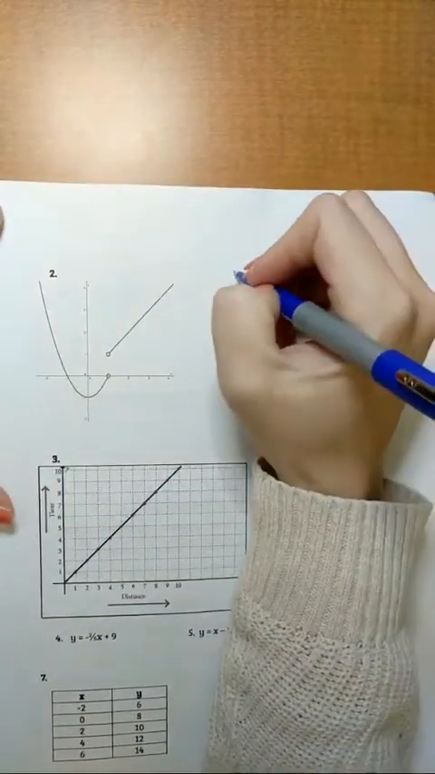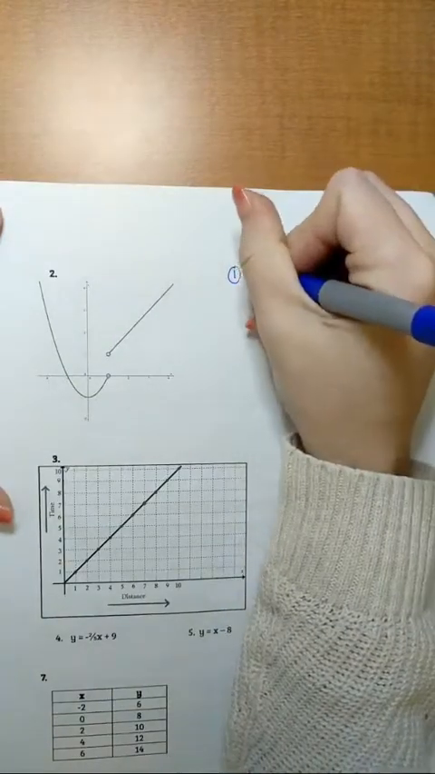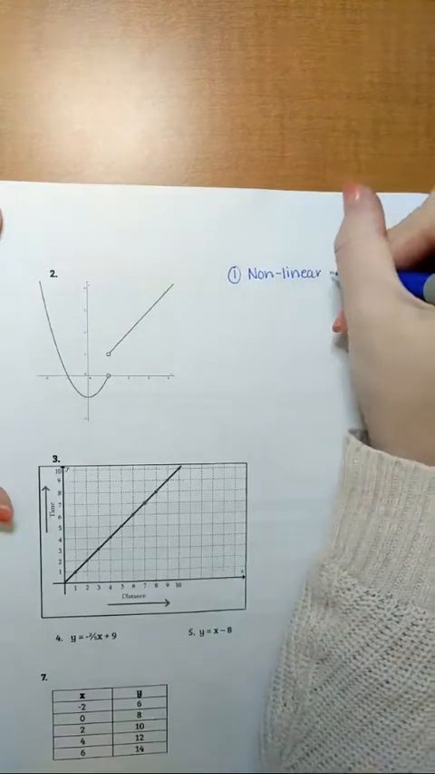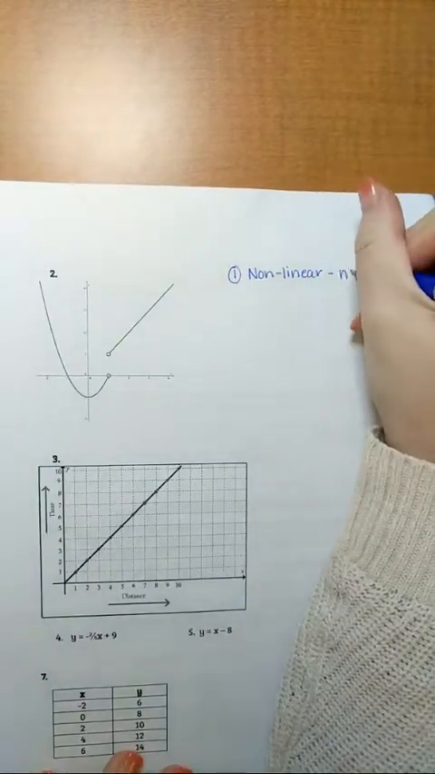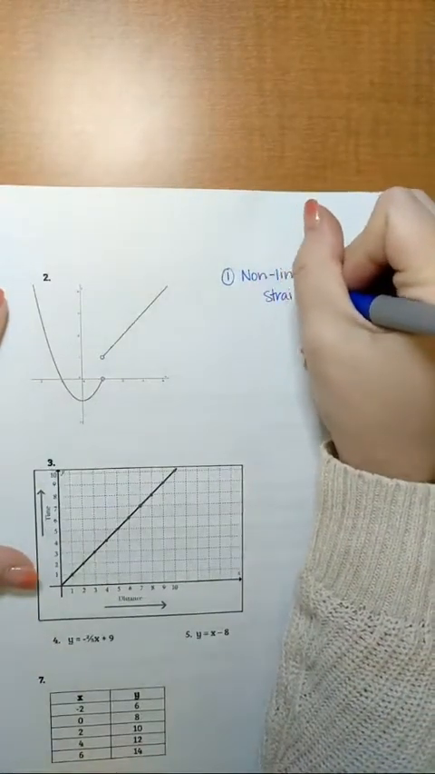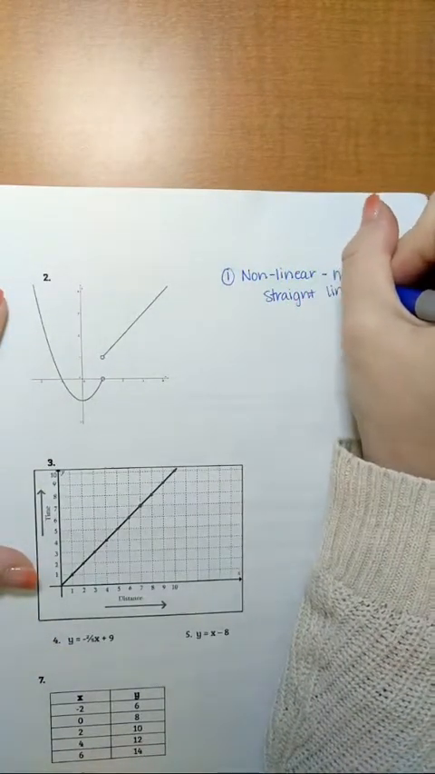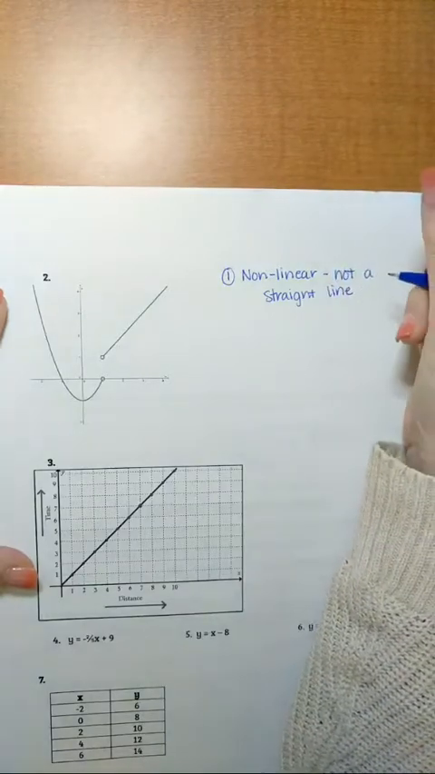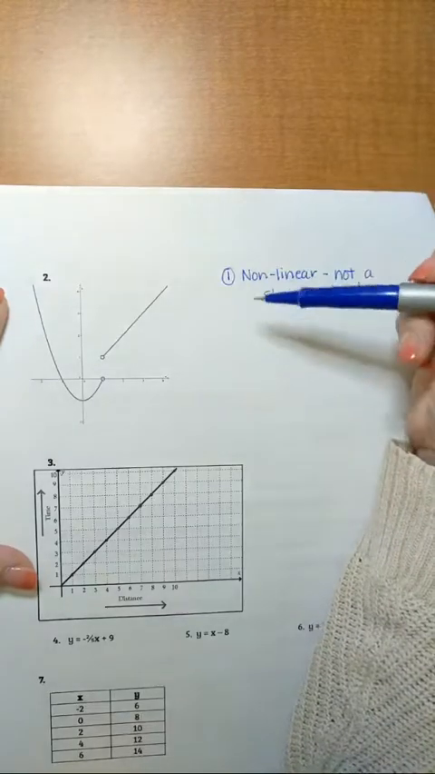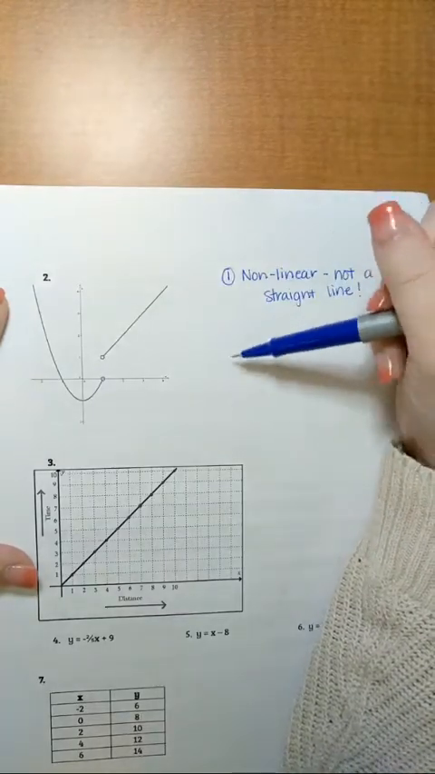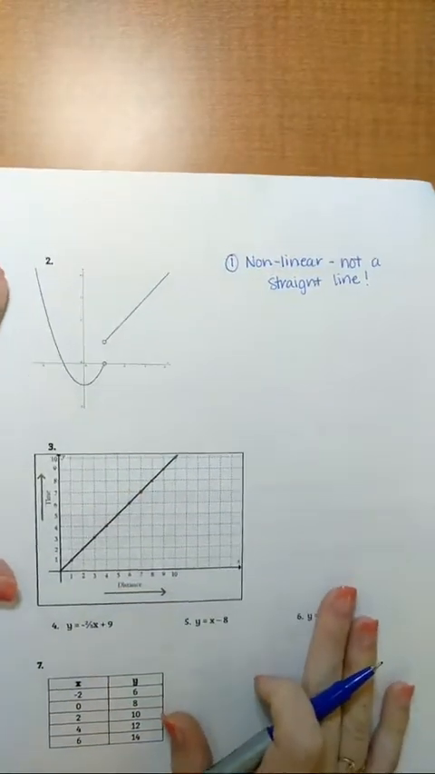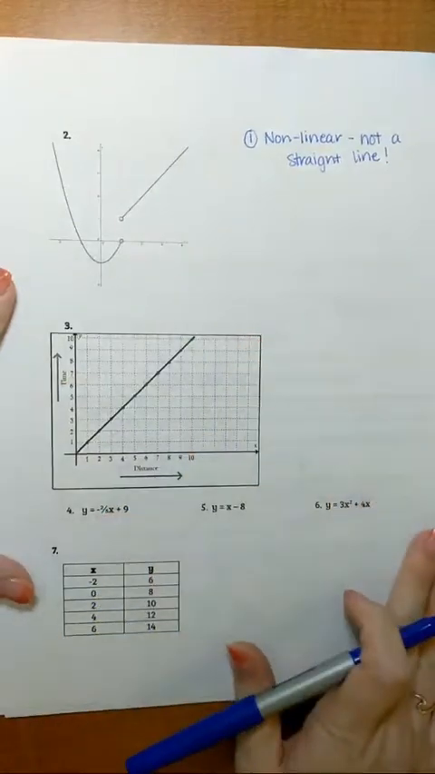So, number 2. This is non-linear, and that's because it's not a straight line. If it's not linear, then you're not going to have to find the linear change or the equation, because you can't. So that's all that you have to do there. Okay, so I want you to do number 3 on your own.